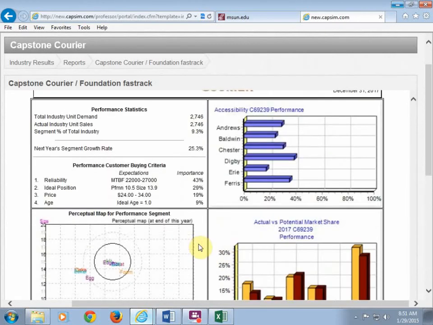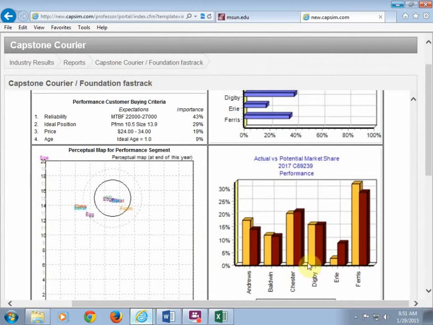Performance. Erie again, kind of leaving that market. They left a lot on the table. That's a case where they're leaving the market. They're down to 1, but they left a lot on the table there. Ferris is absolutely dominating that performance segment. But you can look at where Ferris is situated, right? Ferris has aggressively kept their product to the forefront.